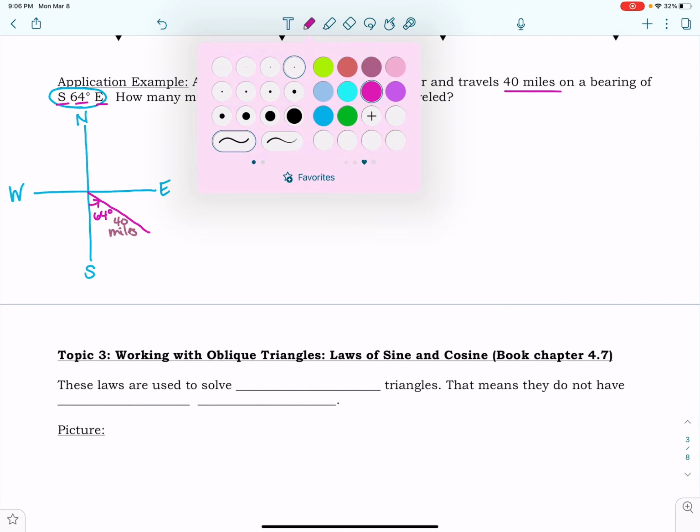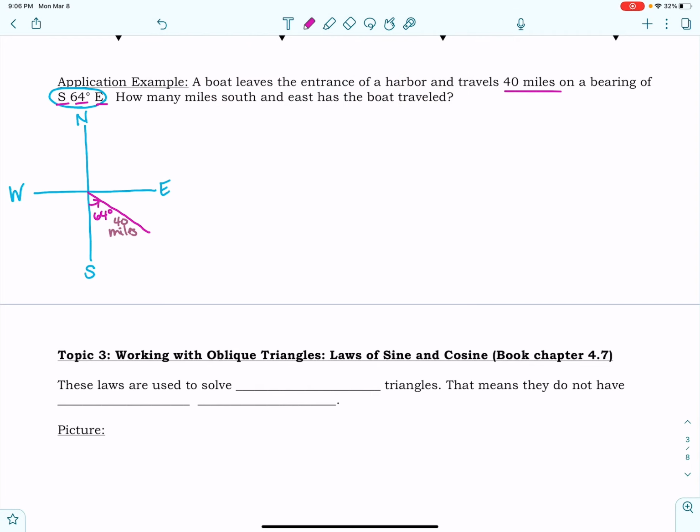So what we need to do now is answer the question, how many miles south and east has the boat traveled? I want to know how many miles this way, east, and how many miles this way, south. I'm going to call this X and I'm going to call this Y. There's your right triangle. I'm going to redraw my right triangle so it's a little bigger, a little easier to see.